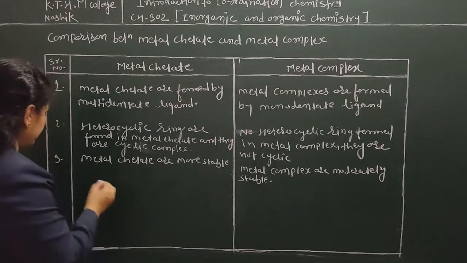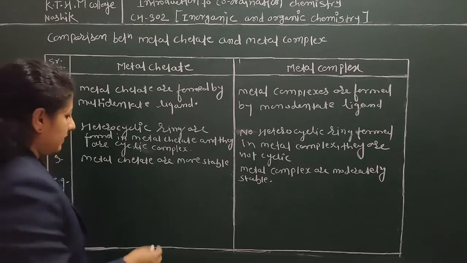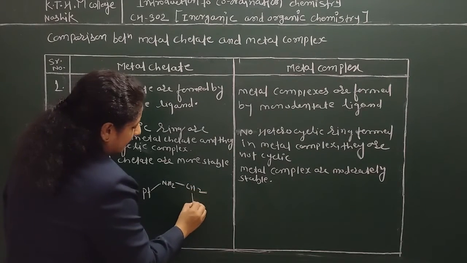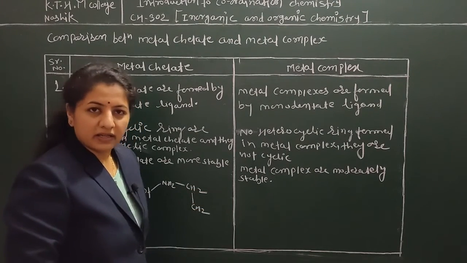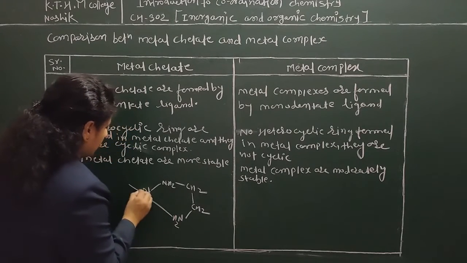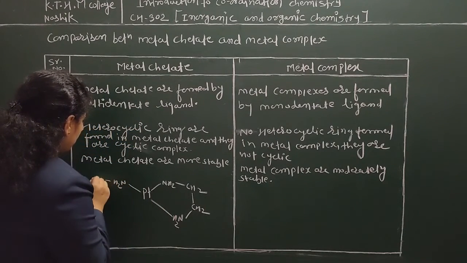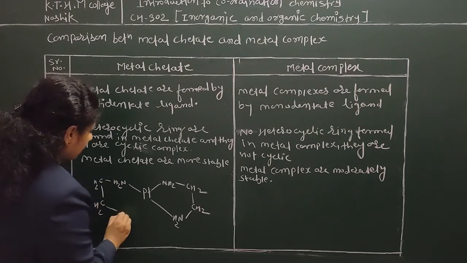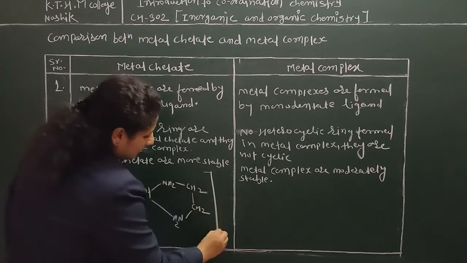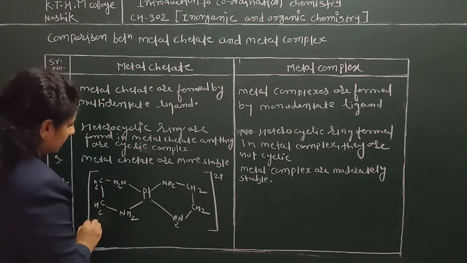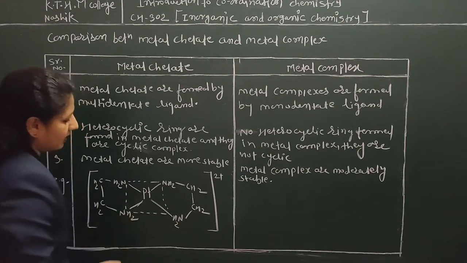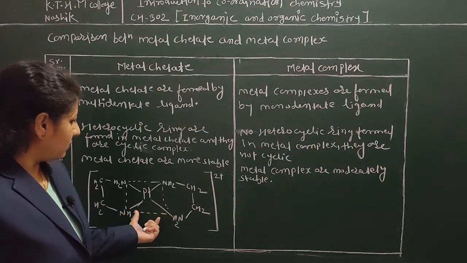And an example of a metal chelate: if we take platinum metal, platinum forms a ring with ethylenediamine. We know that ethylenediamine is a bidentate ligand and can form a ring with the platinum complex. Due to this ring formation, the entropy of this complex increases, and due to the increase in entropy, the stability of that complex also increases. This effect is known as the chelate effect, and in metal chelate there is a formation of a ring, and this ring shows the chelate effect due to the chelating agent.